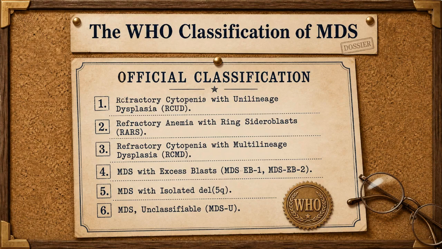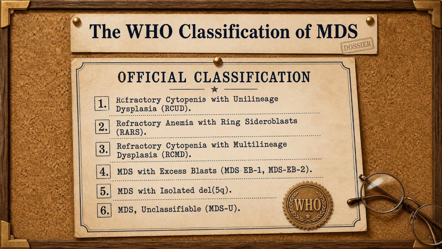Let's quickly look at some of the key categories from the 2017 WHO classification. These include refractory cytopenia with unilineage dysplasia, refractory anemia with ring sideroblasts, refractory cytopenia with multilineage dysplasia, myelodysplastic syndrome with excess blasts, MDS-EB1, MDS-EB2, myelodysplastic syndrome with isolated del(5q), myelodysplastic syndrome, unclassifiable, MDS-U, and childhood myelodysplastic syndrome.